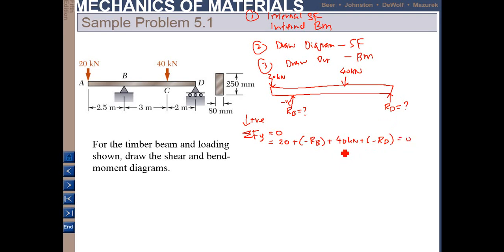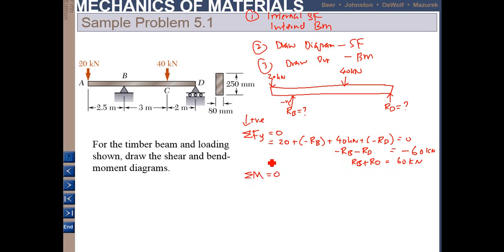So what we got is minus RB minus RD is equal to minus 60 kilonewton, or RB plus RD is equal to 60 kilonewton. But we cannot solve this problem yet because we do not have enough information. So in order to solve this problem, the summation of all moments should also equal 0.